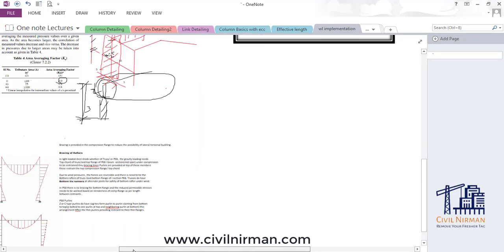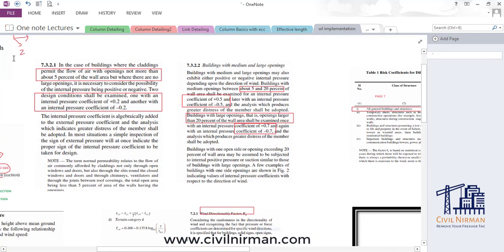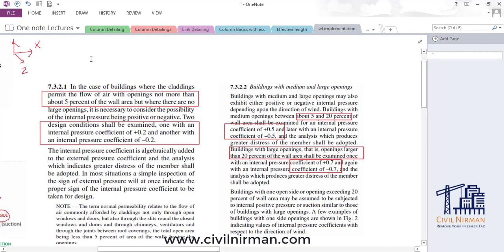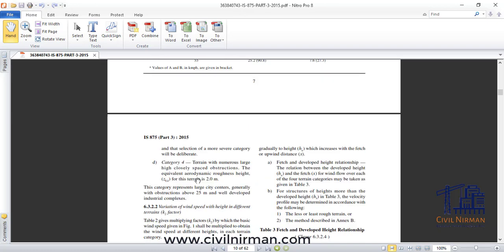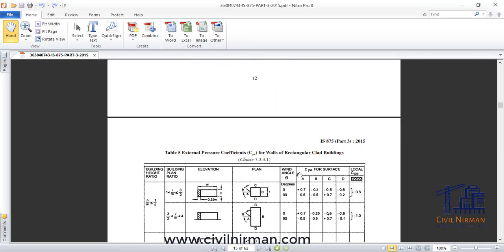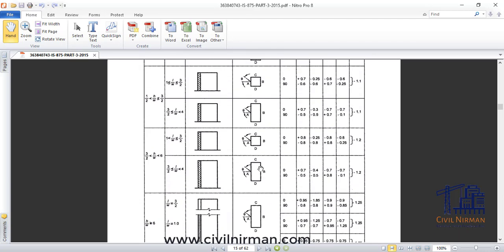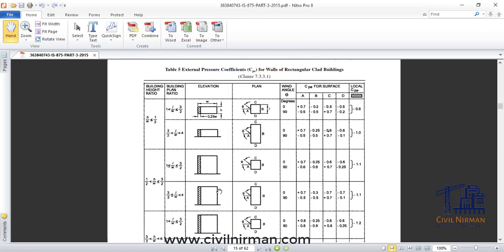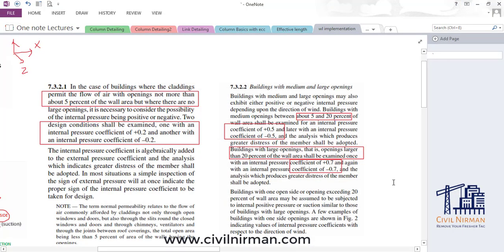Then there is one another important note. Now see, clause 7.3.2.1 specifies the internal pressure coefficient, right? The external pressure coefficients we will get to know from Table 5 and Table 6. This one is for your walls and this one is for your roof part. So you can work that out from the tables.